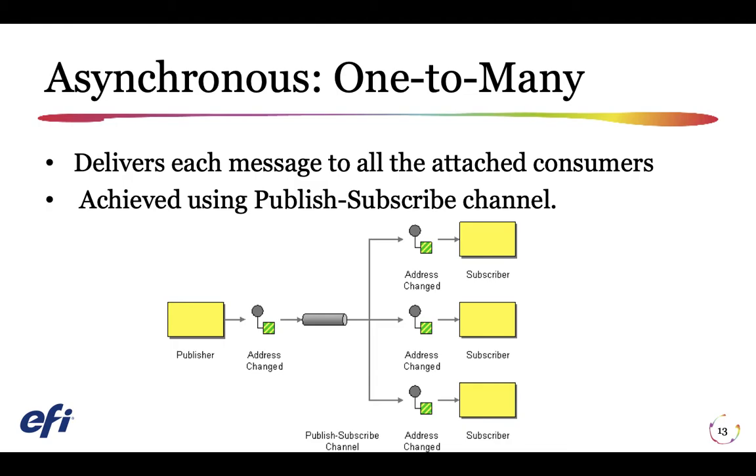Next, the asynchronous interaction style is one-to-many, where the channel delivers each message to all the attached consumers. This kind of channel is called a publish-subscribe channel. It has one input channel that splits into multiple output channels, one for each subscriber. Each output channel has only one subscriber, which is only allowed to consume a message once. In this way, each subscriber only gets the message once and consumed copies disappear from the channels.